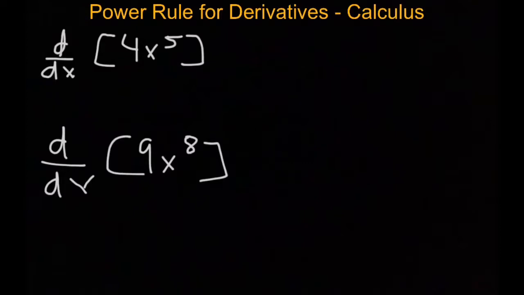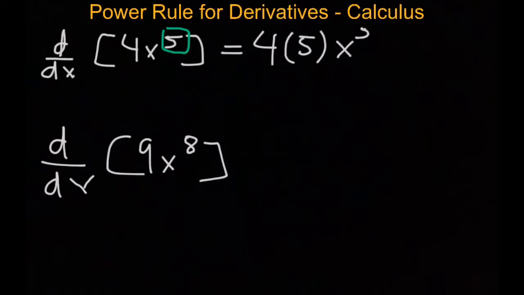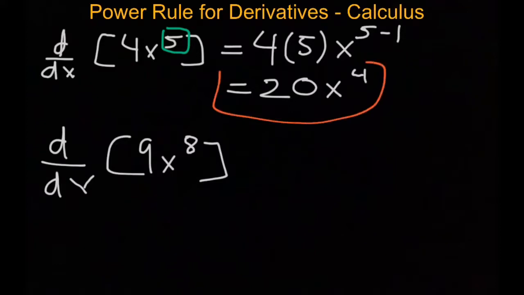So the derivative of 4x to the power of 5, our n value is 5. So we can write it out like this: 4 times 5 times x to the power of 5 minus 1. And then simplify this. 4 times 5 is simply 20. X to the power of 5 minus 1 is 4. So our answer is 20x to the power of 4.